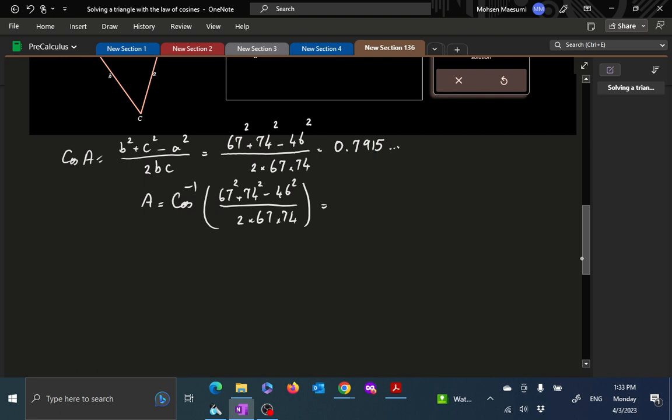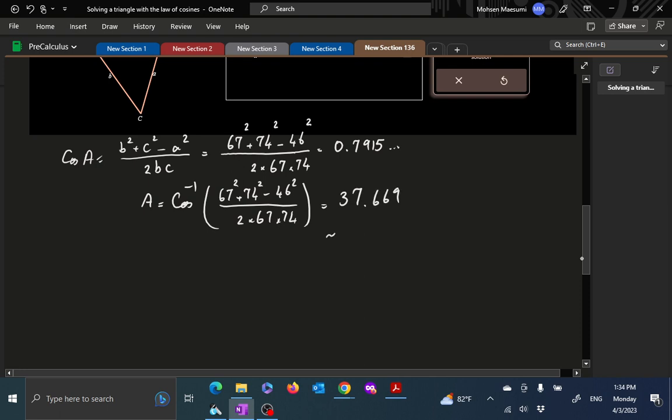Now if you type this on your calculator, it will be the safest thing to do, because the calculator is going to use its maximum accuracy in calculating everything, and then you don't lose any digits that way. Now the calculation of this, my calculator gives 37.669 to 1 decimal. That's going to be 37.7 degrees.